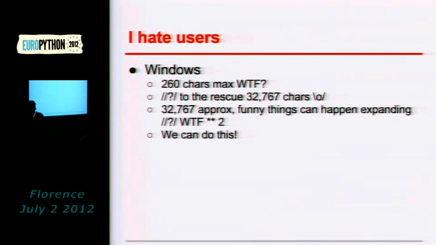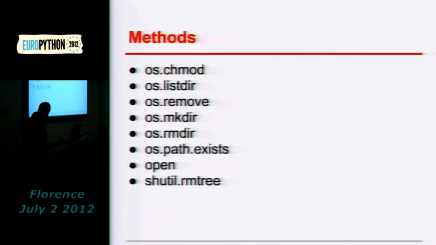So the problem with Windows is that you have a 260 character limit. In 2012, really? But you have this backslash, question mark, backslash, which comes to the rescue. Sorry, I'm used to Unix, so I put forward slash. We get to 32,767 characters, more or less, because sometimes Windows does funny things and expands them, and then you lose 7 characters for some reason. And it's like, okay, that should not be that hard, right? You just have to change every single operation that works with paths and add that little bit in every one, taking into account I'm on Windows and I'm on Linux and so on.